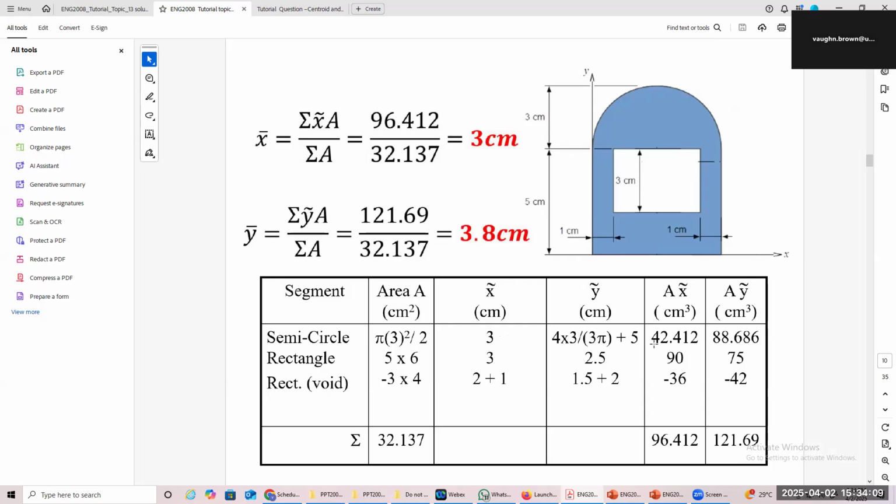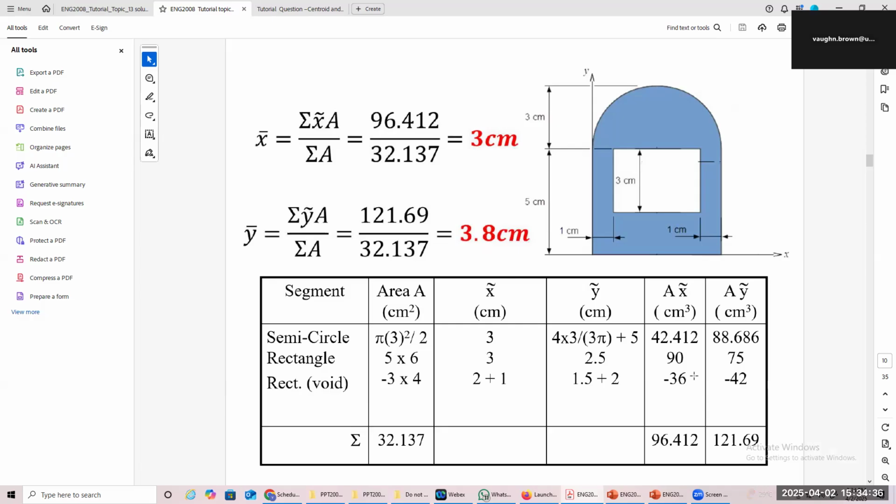So for the semicircle, we have a value of 42.4, and the other one would be 5 plus 1.27. Remember that 4 times 3 divided by 3 pi is about 1.27. Everybody remember that? Yes, sir. Plus 1.27, 5. So that is going to be that distance times the area, and that works out to be 88.6.